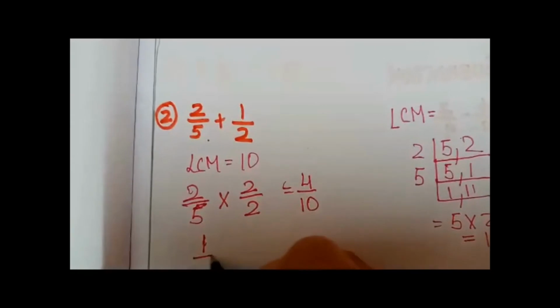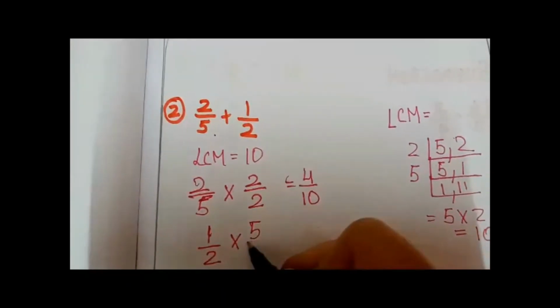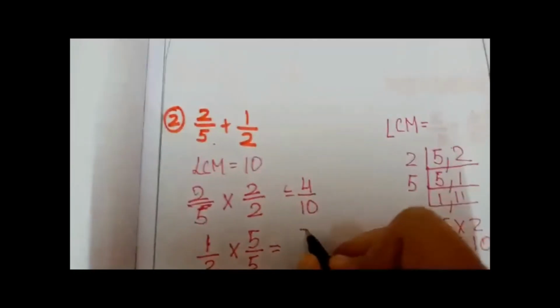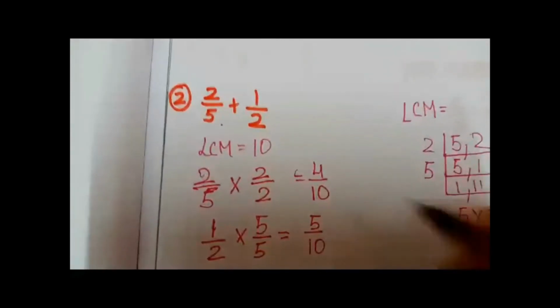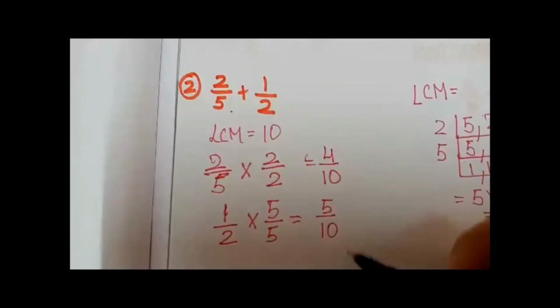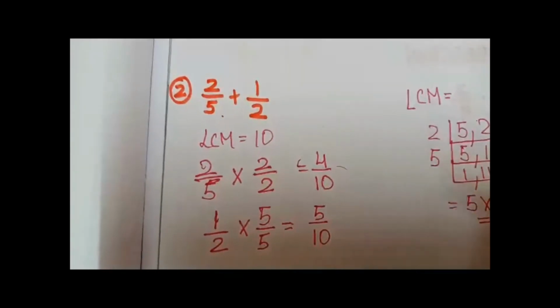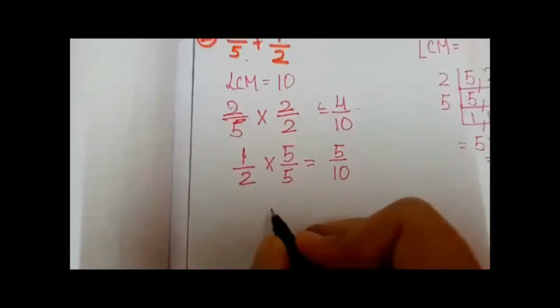And next is 1 by 2. 2 into 5 will be 10. So we'll multiply 1 also with 5. 5 ones are 5 and 2 5s are 10. So now 4 by 10 plus 5 by 10, they both have equal denominators, that is, they are like fractions. Now we can add them.